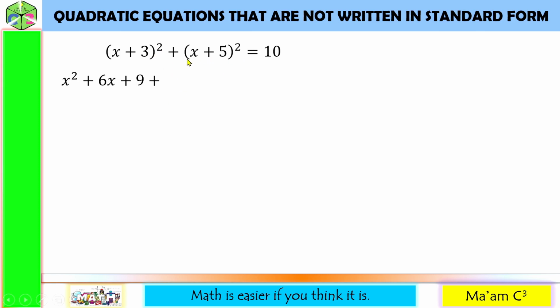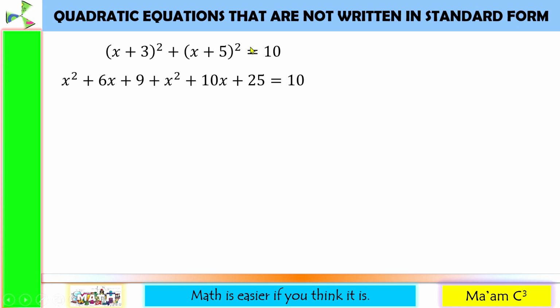This time, let us expand the quantity x plus 5 squared. Square the first term, that would be x squared. Copy the sign of the middle term, plus. Imagine to bring down 2 here. 2 times x is 2x, times 5 is 10x. The third term is always positive. And then square the second term. 5 squared is 25. Copy equals 10.